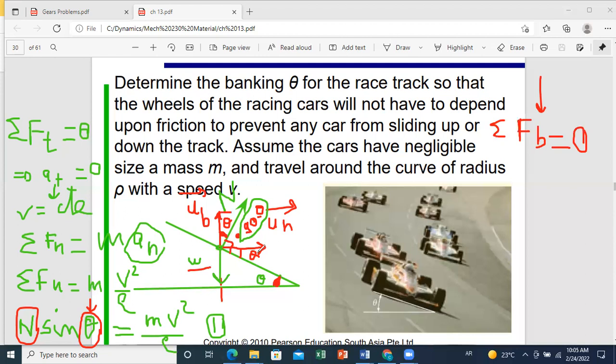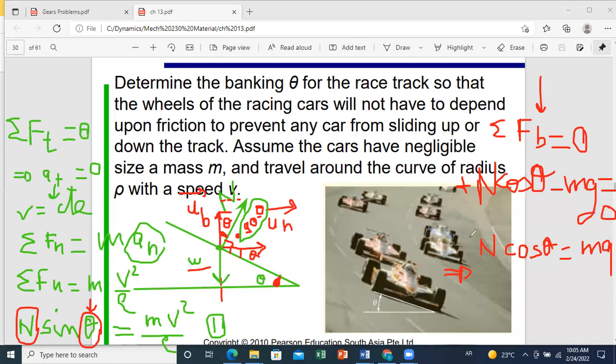Along UB, I have the projection of N. Since N has an angle theta with UB and it has a positive projection on UB, I can write that plus N cosine theta minus the weight, minus mg, equals 0. And this means that N cosine theta is equal to the weight, which is equal to m times g.